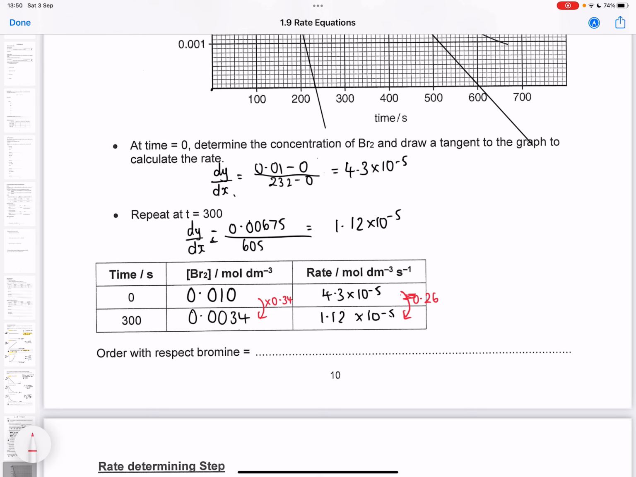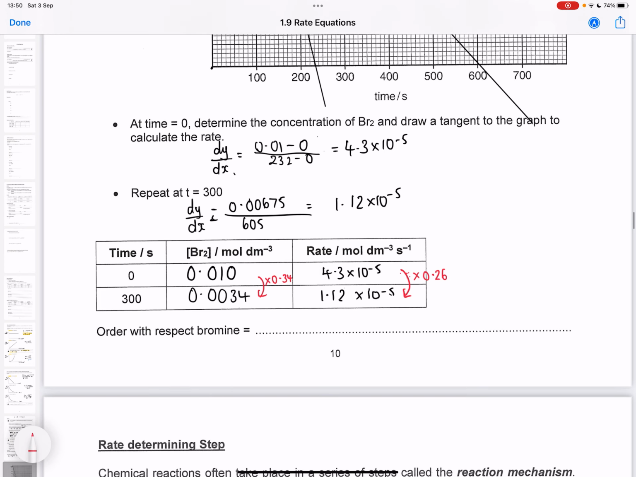Now we can see that that is not perfectly first order, but we can also make some scientific interpretation of this. If it was 0 order, then the rate would be identical. It's definitely not close to identical. If it was second order, then the rate would go up by 0.34 squared, and if we applied that, we'd be looking at something times 10 to the minus 6, and it's definitely not that either.